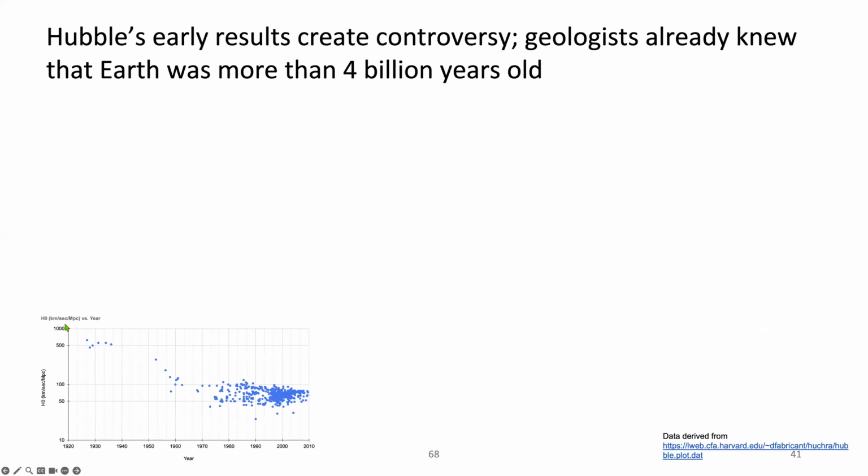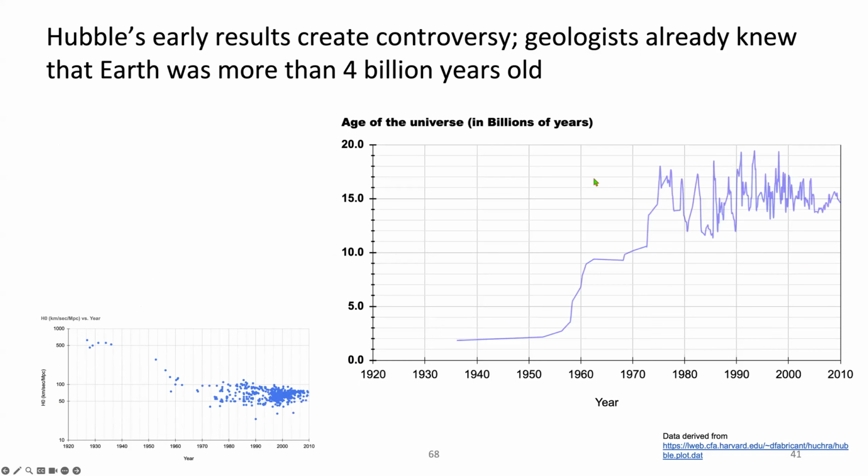In fact, here's the Hubble constant as a function of year. And here is what that implies for the age of the universe. If you take this data that comes from astronomy and plot the age of the universe, you find that in the 1930s, the estimate was the age of the universe was less than 2 billion years.